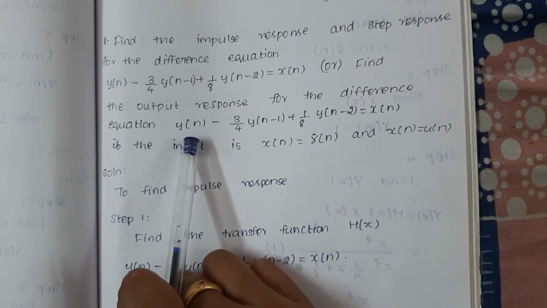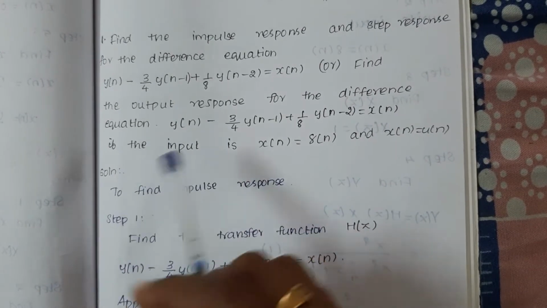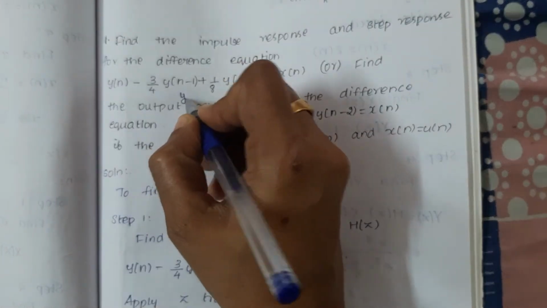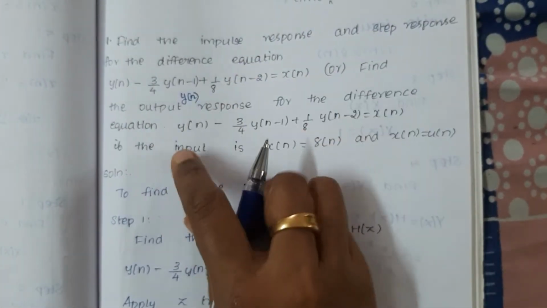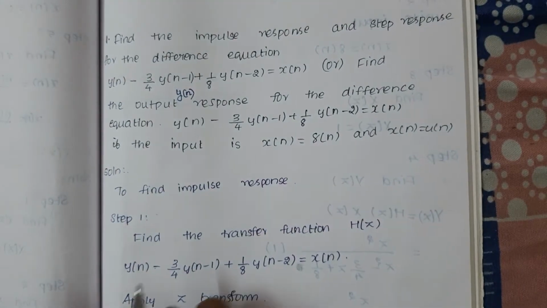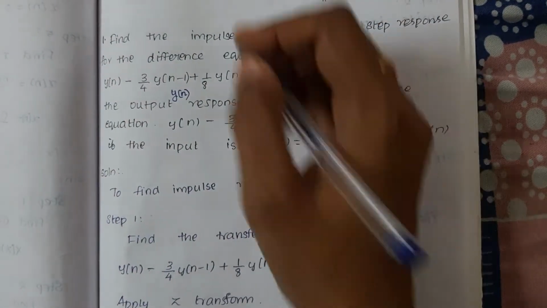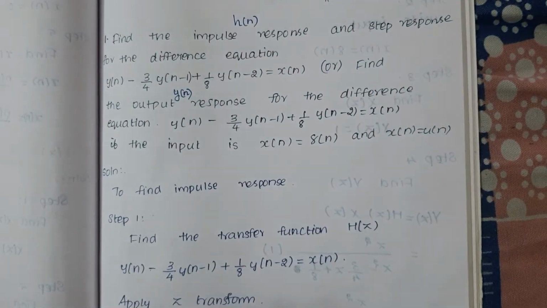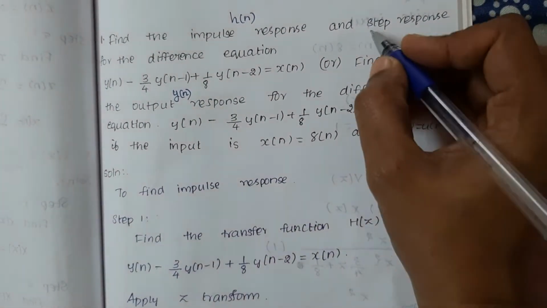So what is output response? Output response is y of n. In a differential equation, the output response is y of t. In a difference equation, that is for discrete time, the output response is y of n. So impulse response is h of n. Here you want to find the impulse response, then step response.